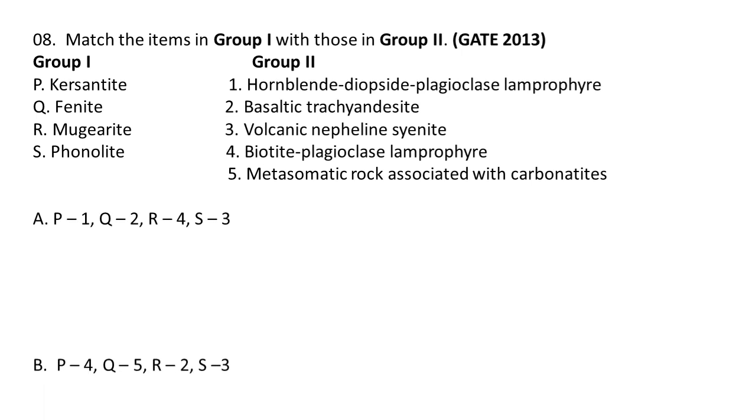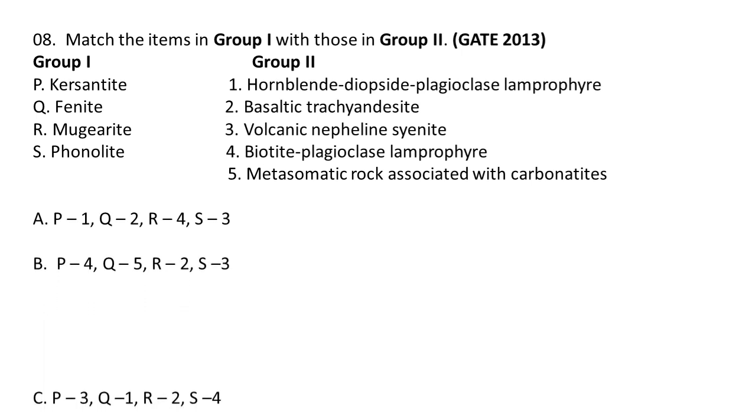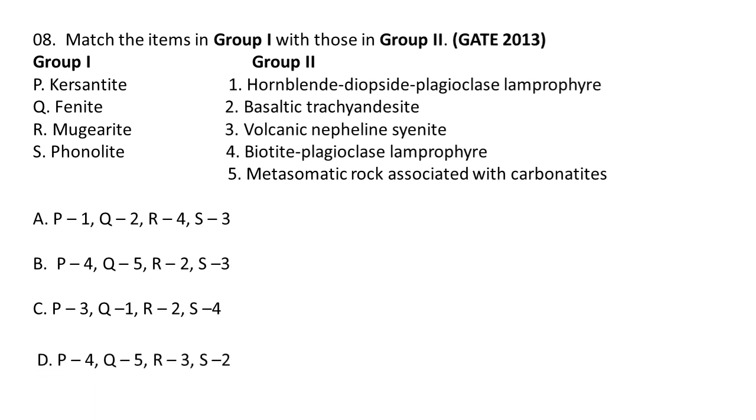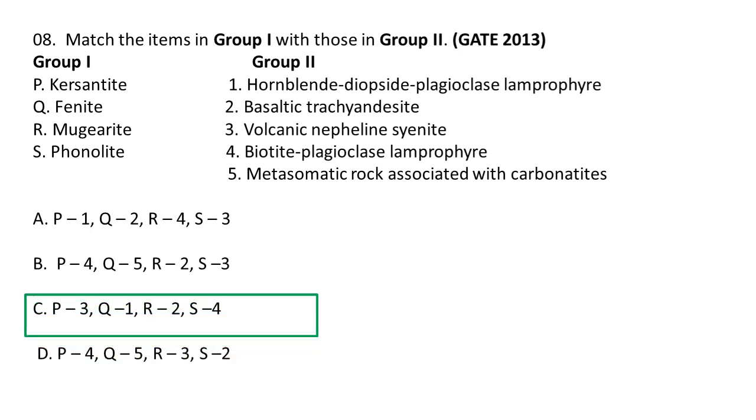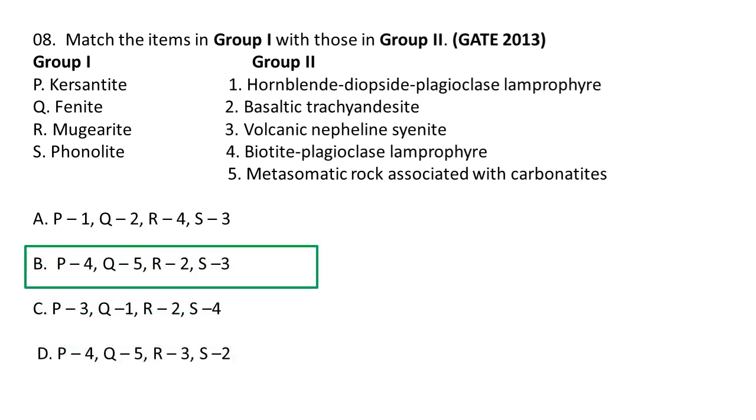The choices are A P1 Q2 R4 S3, B P4 Q5 R2 S3, C P3 Q1 R2 S4, and D P4 Q5 R3 S2. So the correct option is B. Kersantite is nothing but biotite plagioclase lamprophyre, fenite is metasomatic rock associated with the carbonatites, mugearite is nothing but the basaltic trachyandesite, and phonolite is volcanic nepheline syenite. B is the correct option.